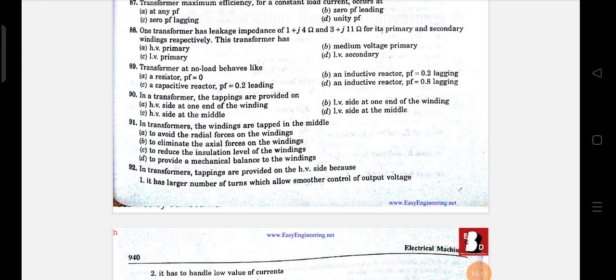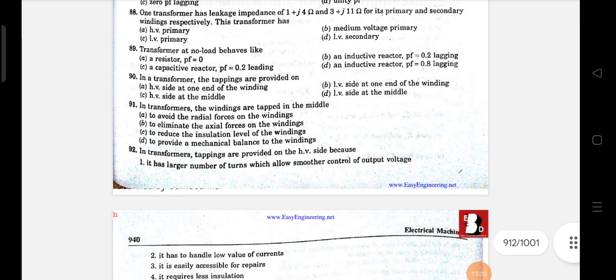HV side at one end of the winding. Next, LV side, that is not correct. Option C, HV side at the middle, that is correct. Tappings are always provided at the middle of the line. That means HV side at the middle of the line. Fourth option is LV, that is not correct. That means the 90th question answer is C.